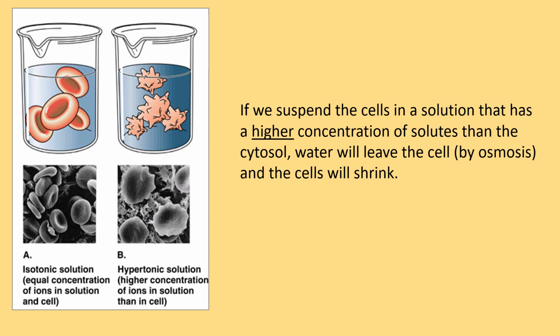Water chases solutes. So there will be a net movement of water molecules from inside the cell to outside the cell. So these cells are losing water molecules by osmosis. The cells shrink. And when these cells shrink, they take on a spiky appearance, and that's evidence of the cytoskeleton.